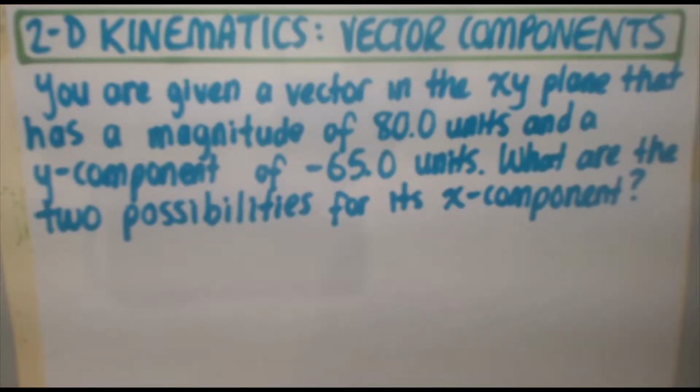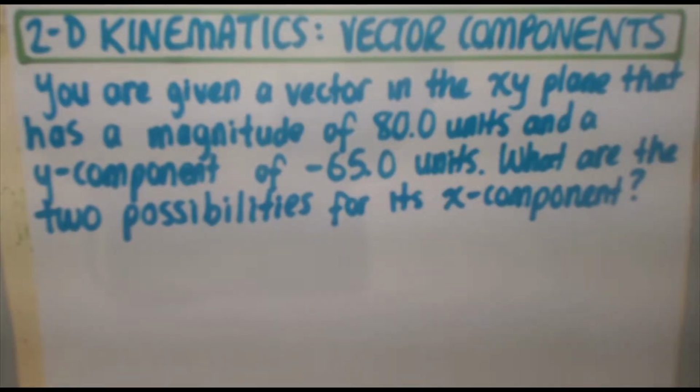Hey physics people, time for another two-dimensional kinematics video, this time on vector components. So, you are given a vector in the xy plane that has a magnitude of 80.0 units and a y component of negative 65.0 units. What are the two possibilities for its x component? So let's hop right into this.